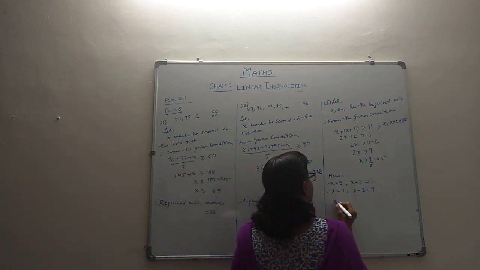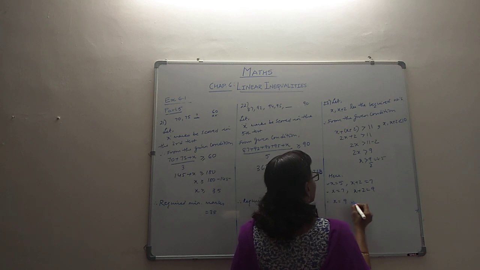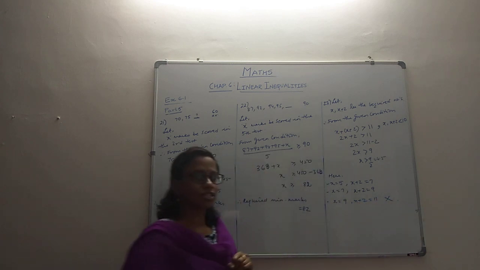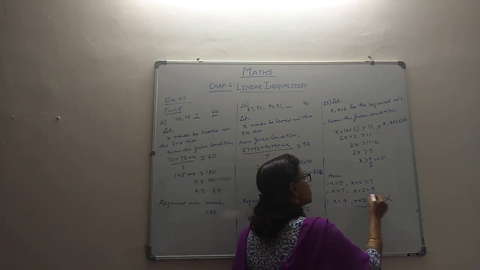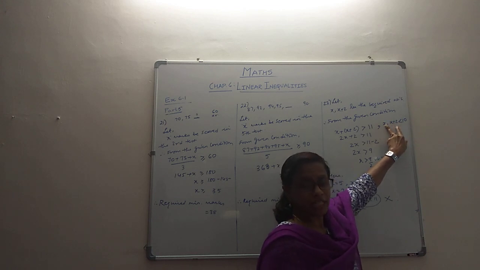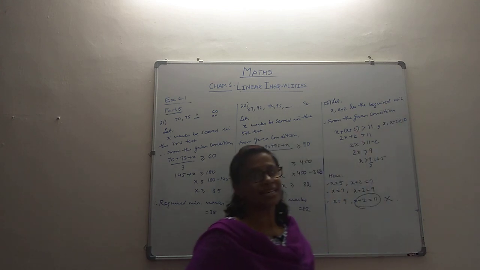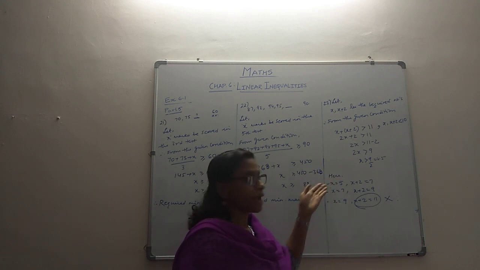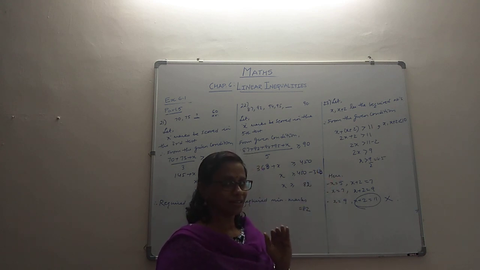Next, suppose you take x as 9, then what is x plus 2? It is 11. This is not okay. Why is it not okay? Because this value is coming greater than 10. They have told us that whatever integers you are taking should be strictly less than 10. So when we look at all these values, only these two happen to be the required solutions.